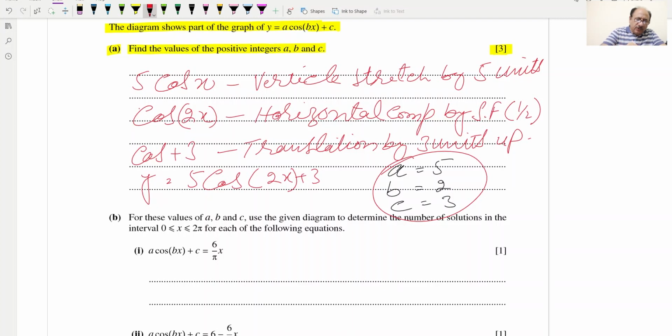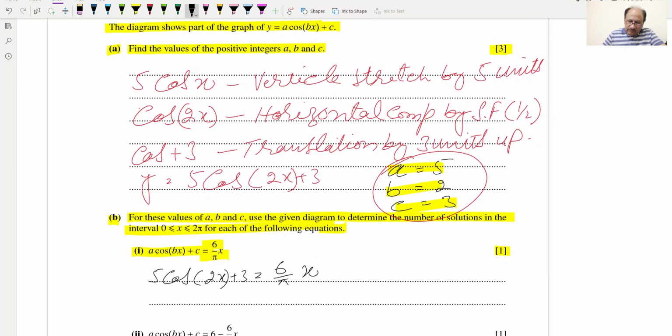Hopefully you understood this. Now for B part, for these values of A, B, C, which we just found, use the given diagram to determine the number of solutions in the interval 0 to 2 pi for each of the following equations. And the first equation, they have provided is 6 over pi x. So this means 5 cos 2x plus 3 is equal to 6 over pi x.